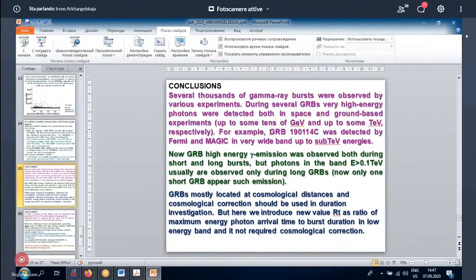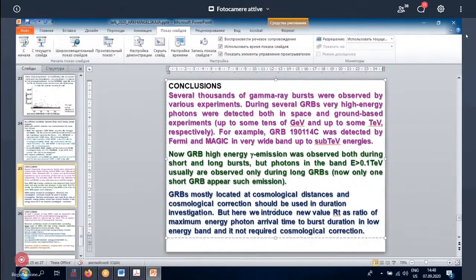Then, conclusions. Several thousands of GRB were observed in various experiments, and high energy photons were detected approximately during several tens of events. Several events from this subsample were registered in the sub-TeV area. And now high energy gamma emission has been observed during short and long bursts, unfortunately mostly long bursts. Now we know only one short burst with sub-TeV energy and three bursts with energy of several GeV.